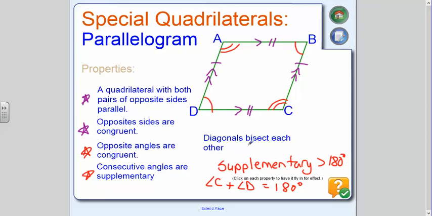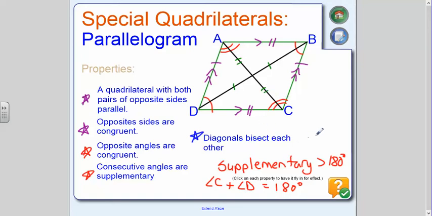And then the last thing is the diagonals right here. What it's saying is the diagonals will bisect each other. So if we're looking at a diagonal, from A to C would be one of your diagonals, and from D to B would be the other one. If they bisect each other, that means that this line segment is congruent to this line segment, and this line segment is congruent to this line segment. That is what it means by bisecting.